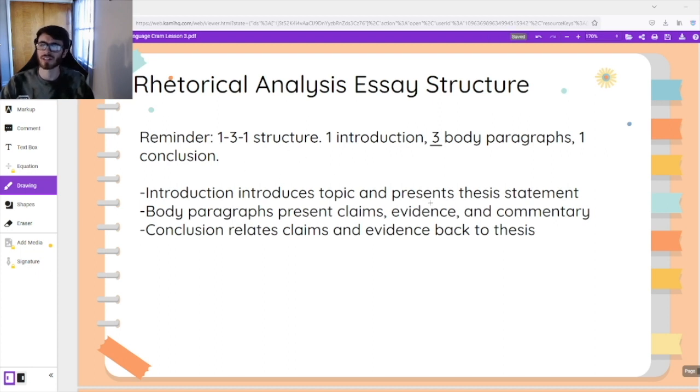Your introduction is going to introduce the topic and present the thesis statement. Your body paragraphs are going to present claims, evidence, and commentary. And your conclusion is going to tie everything back together. It's going to relate your claims and your evidence back to your thesis. This should all be review. This is all information that we've covered before. The rhetorical analysis essay structure is, at least in large part, the same as the argument essay, and the synthesis essay is going to be the same as well. The same structure applies to all three essay types.